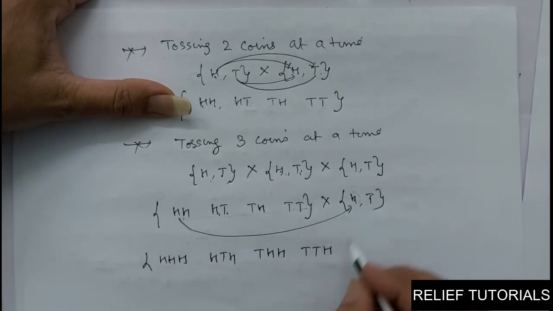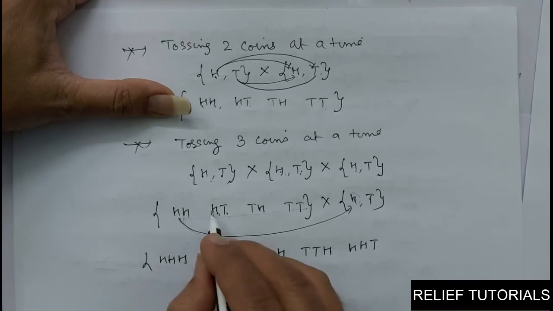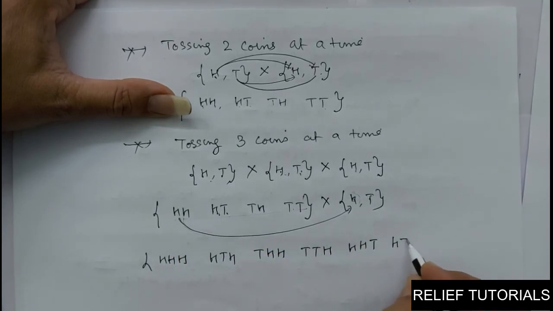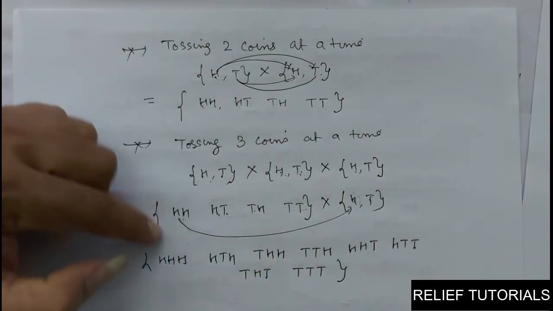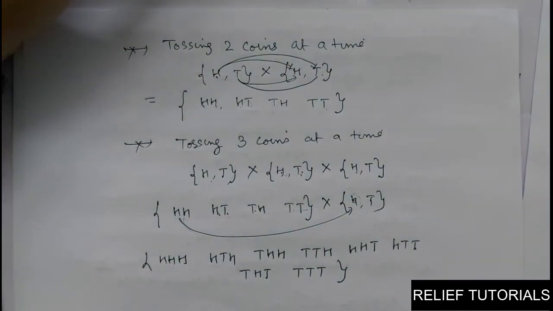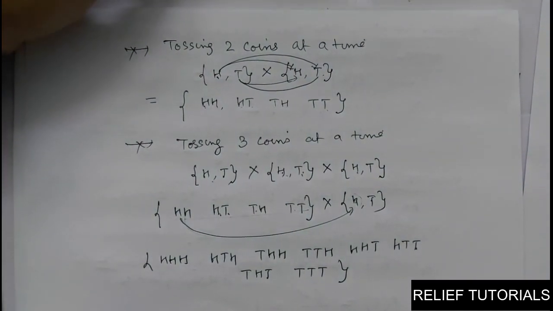Now with this, what will you do? H, H, T. Clear? Then this, H, T, T. Then T, H, T. Then T, T, T. See, these are the possible outcomes. But conducting it in this manner every time will consume more time. So, we will develop some shortcut method.